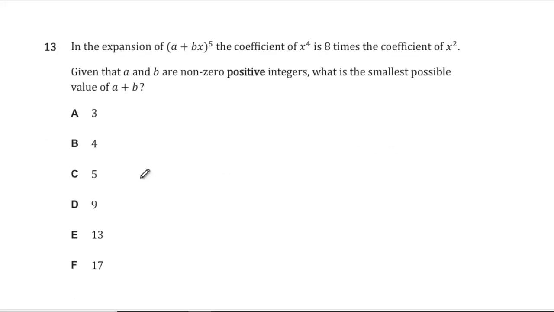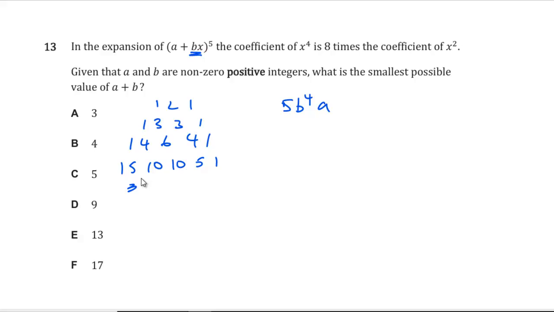13, in the expansion of that, the coefficient of x to the 4 is 8 times the coefficient of x squared. Given a and b are non-zero positive integers, what is the smallest possible value of a plus b? Okay, we only need to go up to 5 on this, so let's get a bit of Pascal out. So that's 2, 3, 4, 5. So we're on this one. If we've got an x to the 4, we're going to have a 5 there. So we'll have 5 lots of b to the 4 and an a. So that's what we've got for our x to the 4.